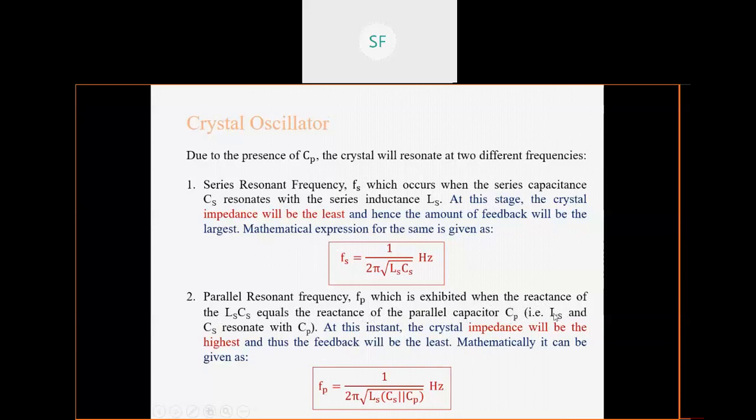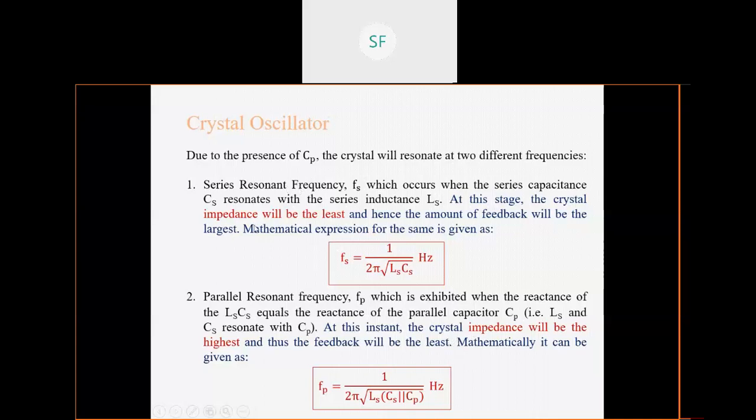Okay, that means Ls and Cs resonates with Cp. So just remember like this, that parallel resonant circuit, parallel resonant frequency is due to these components Ls, Cs and Cp. Series resonance was only due to Ls and Cs, series capacitor and series inductor. But here the parallel resonance is due to the parallel capacitor, series capacitor and series inductor as well. Now at this instance what happens, this is parallel resonance.